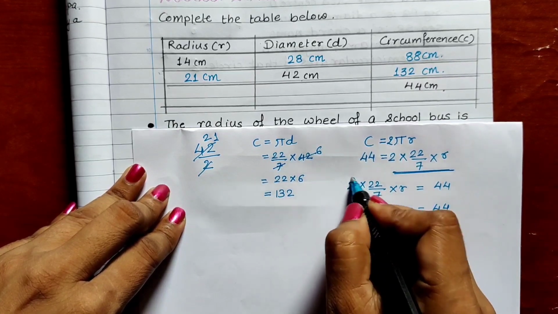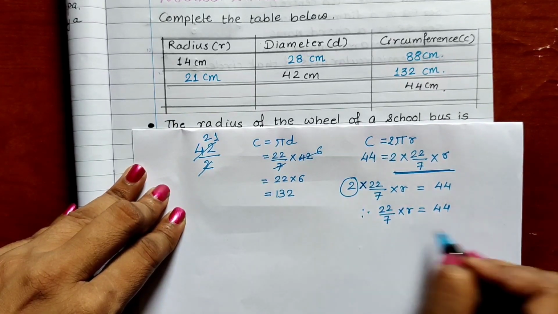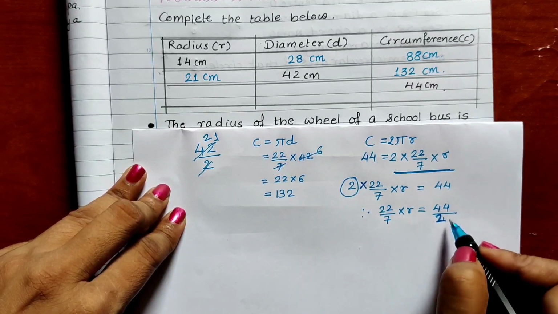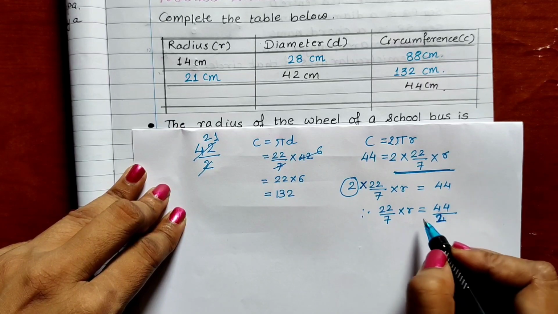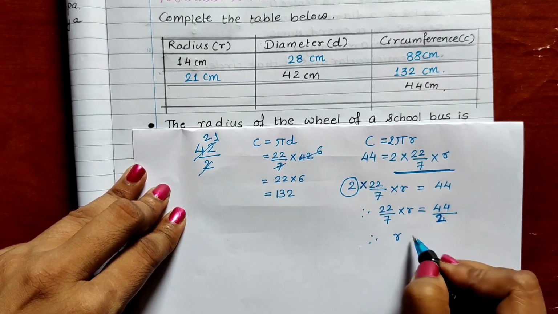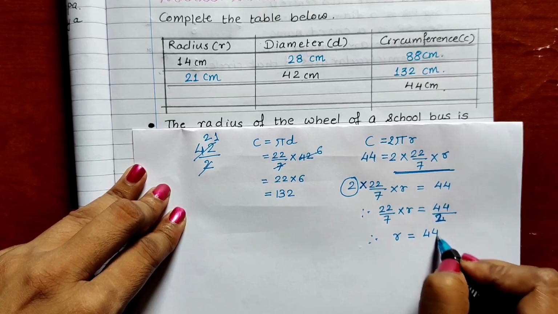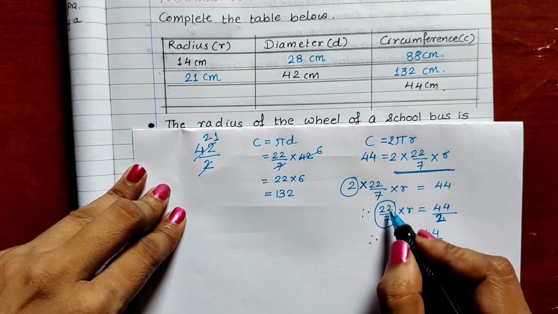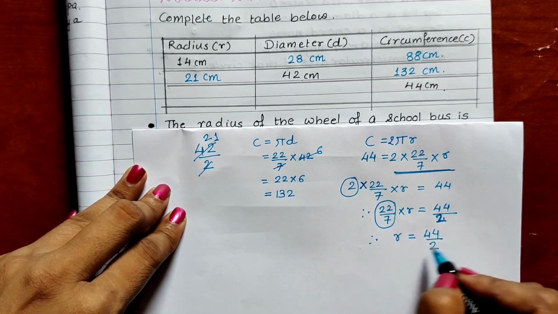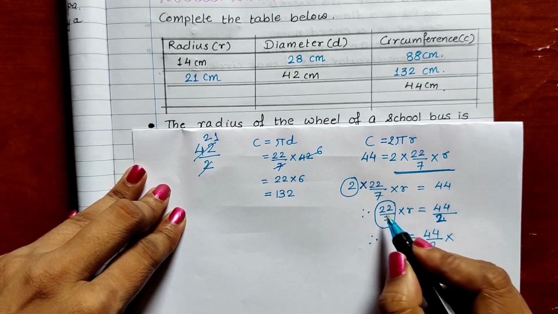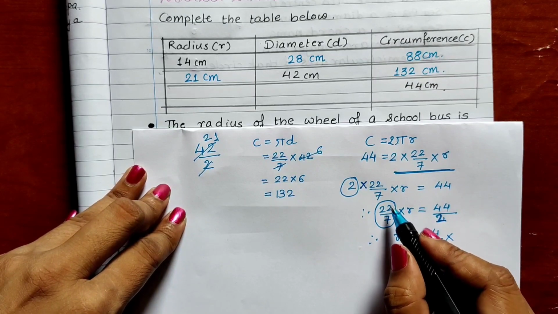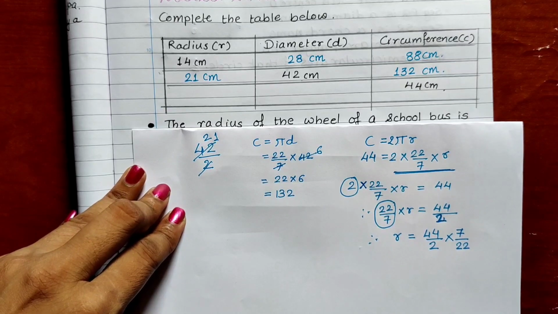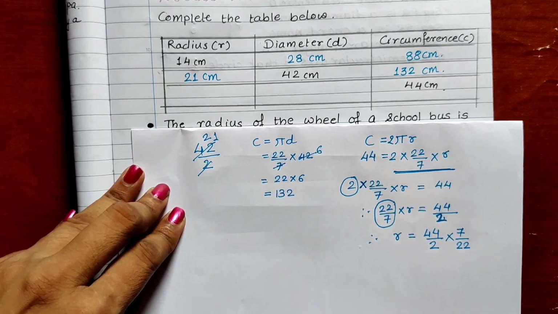Now I am transferring this 2. This 2 is multiplied by, so when I transfer it becomes divide by 2. Correct? 2 is multiplied by, when I transfer it becomes divide by. Now again, r as it is I am writing, this 44 upon 2 as it is I am writing. Now I am transferring this 22 upon 7. This is a fraction. When I transfer from left to right, it will be written as reciprocal. What is the reciprocal of 22 upon 7? It is 7 upon 22. Correct? And now we can do the cancellation here.